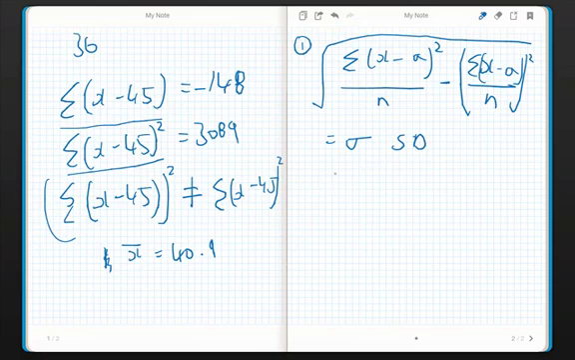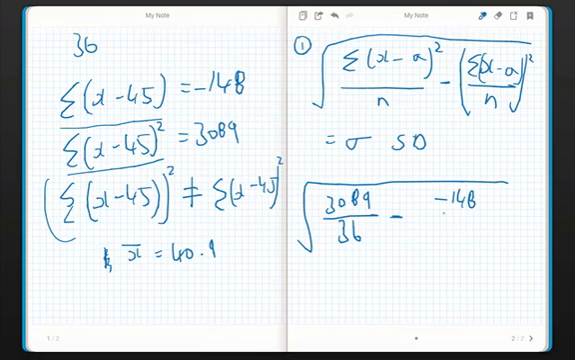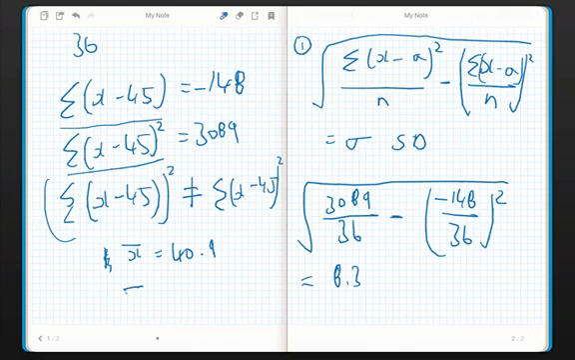Now using this formula you can find the standard deviation. In this case, sigma of (x minus a) squared is 3089 divided by 36, minus sigma of (x minus a), which is minus 148, divided by 36, the whole squared. Solving this, you would get 3089 divided by 36 minus 148 divided by 36 the whole squared, and you would get 8.3 after taking the root. So this is the standard deviation, 8.3.